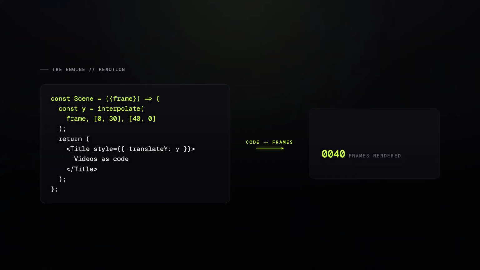So the core idea is this: the video is a program. The engine is Remotion, a framework that renders React, plain HTML and CSS, into real video frames, one frame at a time. Every scene is a component. Every animation is just a function of the current frame number. If you can build a web page, you can build a video. The browser you're looking at right now is, in a sense, the render engine.